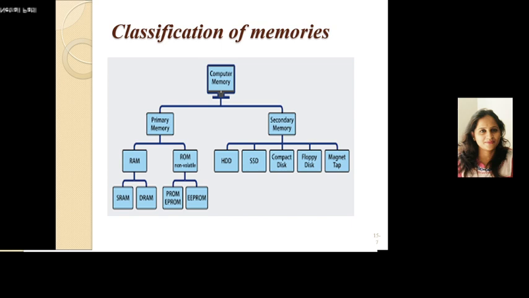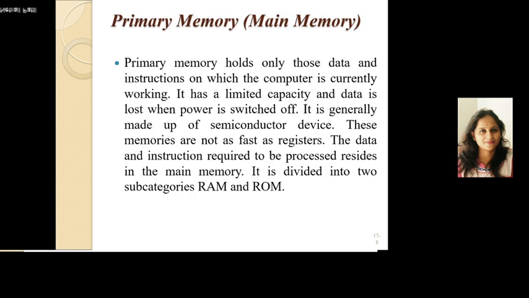See the classification of memories. Computer memory consists of two parts: primary memory and secondary memory. Again, primary memory consists of two parts: RAM and ROM. RAM means random access memory and ROM means read-only memory. RAM is again divided into two parts: SRAM and DRAM. ROM is divided into two parts: PROM and EEPROM. And secondary memory consists of HDD, SSD, compact disc, floppy disk and magnetic tape. Let's see one by one.